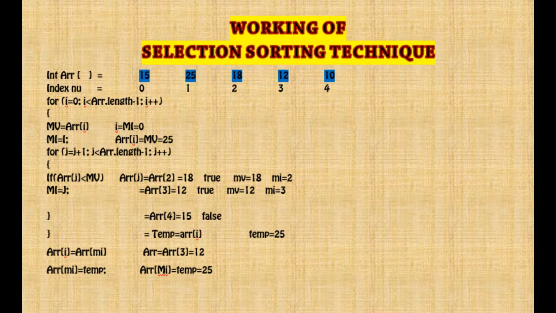Here now j will be i plus 1, that is 2. At index 2, we have 18. 18 is lesser than 25, that is true. We will see 18 and then mi comes to the next array index 3. So 2 is lesser than 18. This is true, so it will become 2. j will be 4. At 4, 15 is available. 15 is not lesser than 12.